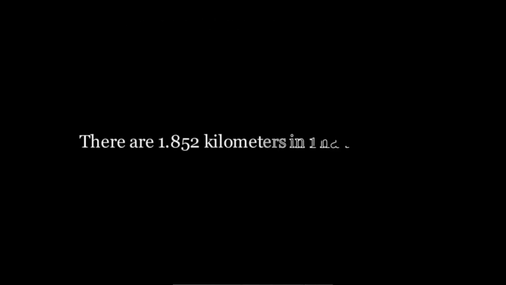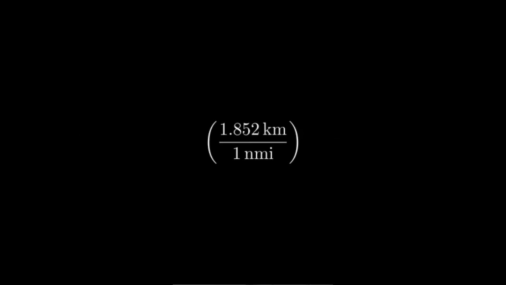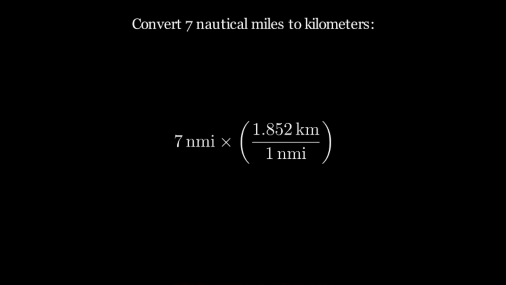There are 1.852 kilometers in 1 nautical mile. So we use this conversion factor. Convert 7 nautical miles to kilometers. The answer is 12.964 kilometers.